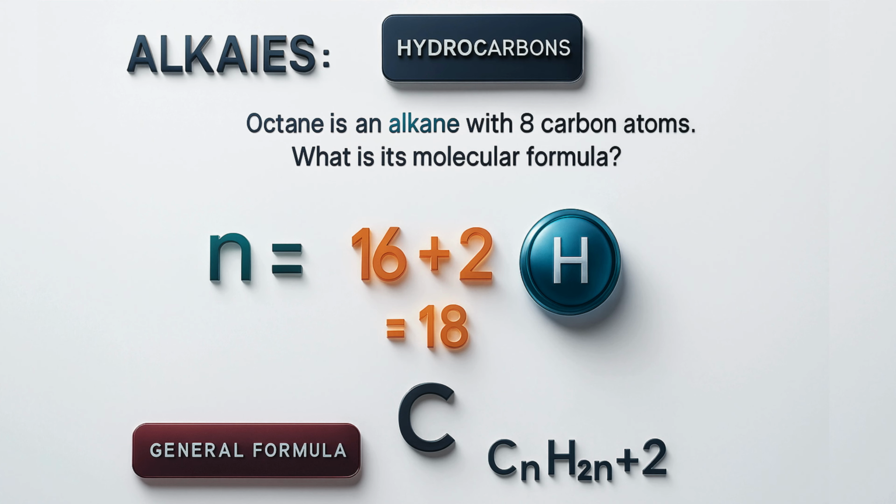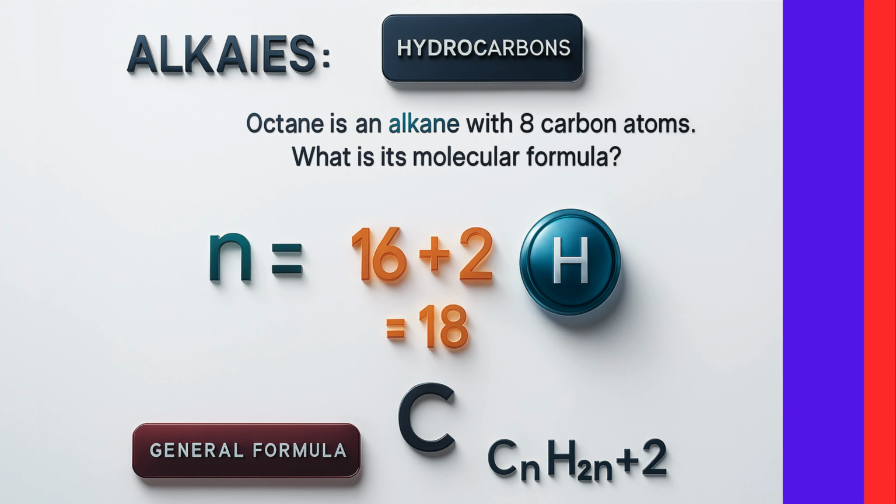You only need to memorize the first 4 alkanes, but you might be asked to apply this general formula to find the molecular formula of larger alkanes. For example, if you're asked to determine the molecular formula of octane, which contains 8 carbon atoms, then n equals 8. So you calculate 2 times 8 plus 2, giving us 18 hydrogen atoms, resulting in the formula C8H18.